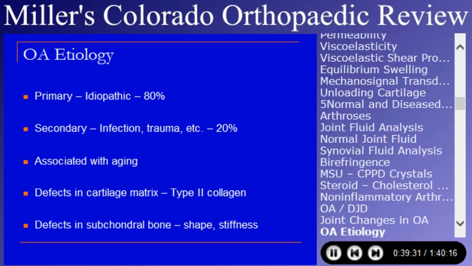The incidence obviously goes up with age. There is a defect in the cartilage matrix in primary osteoarthritis involving the type 2 collagen. There are theorized defects in the subchondral bone as another etiology, in terms of the shape being different or the subchondral bone being stiffer. And clearly, as you know, people who have even minor degrees of dysplastic hips have a higher incidence of development of osteoarthritis.